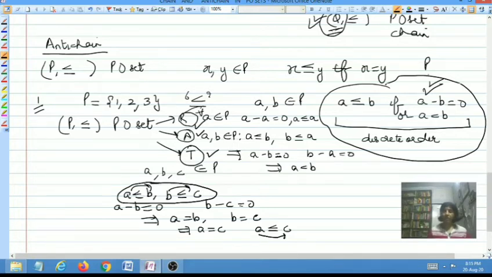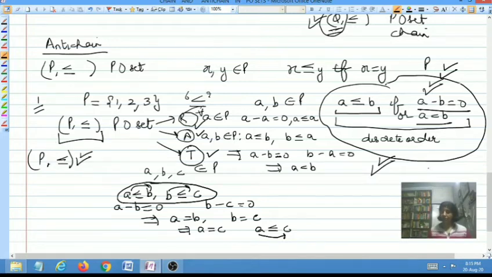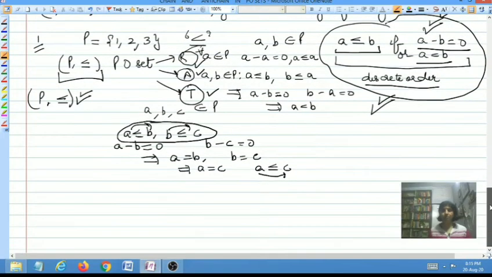So with respect to this particular relation less than equal to, which is defined like this, that A is related to B if A minus B is equal to 0, or if A is equal to B, P less than equal to is a PO set. And as I already said, if you have P to be a set of any type of elements, and you define this relation on it the way I have defined over here, then P less than equal to will always come out to be a PO set. This relation, as I already mentioned, has a name: it is called a discrete order. So with respect to the discrete order, every set can be made a PO set.